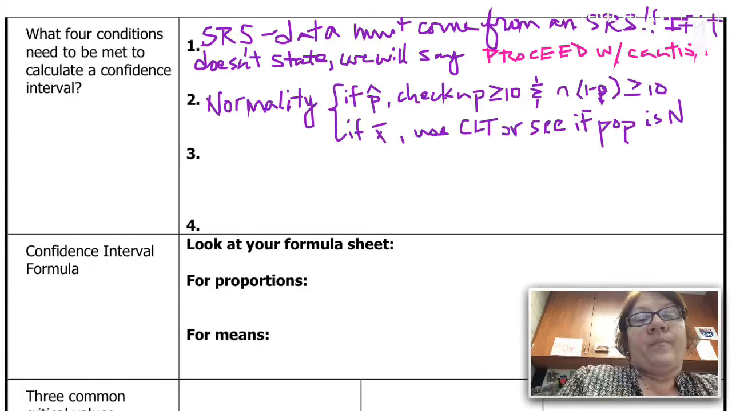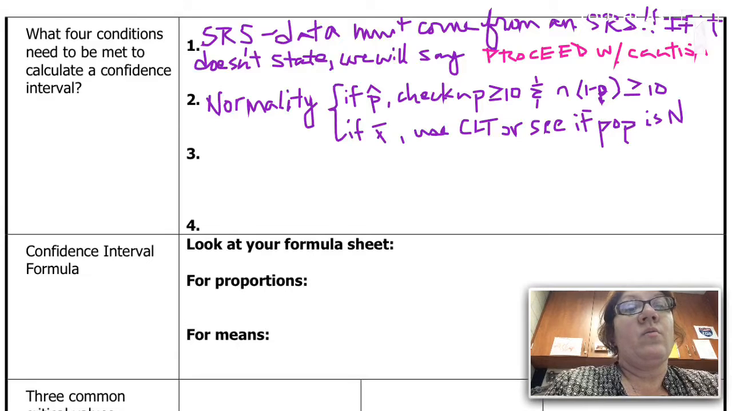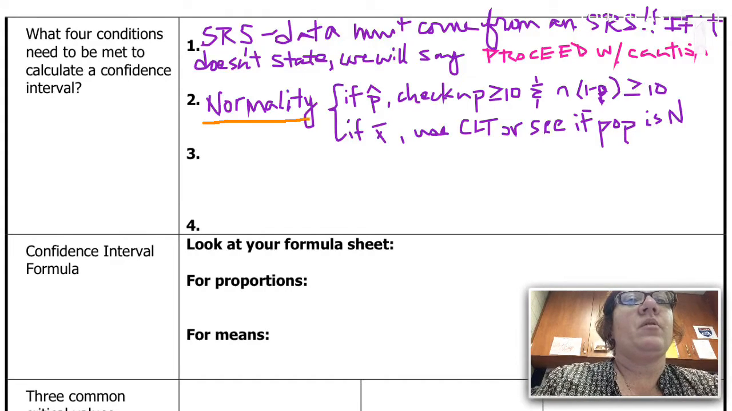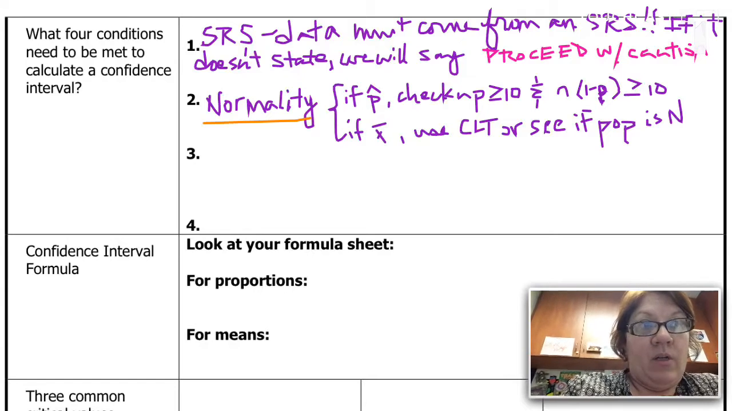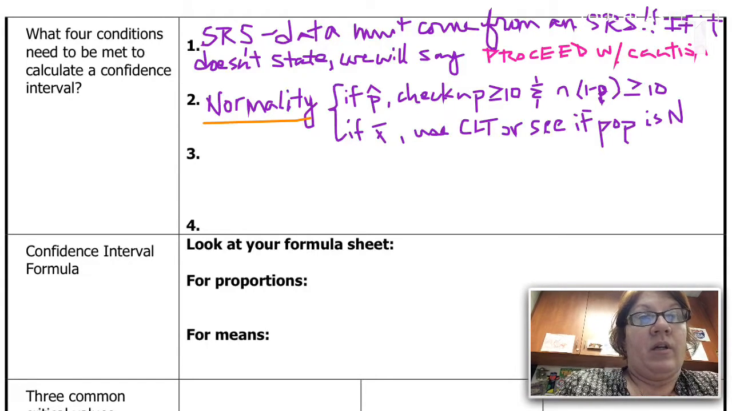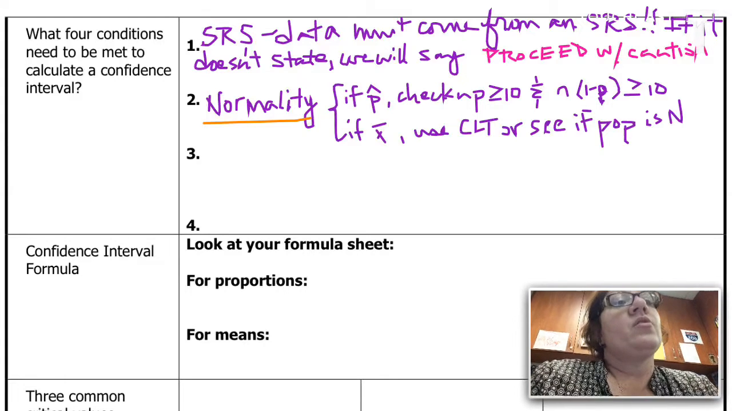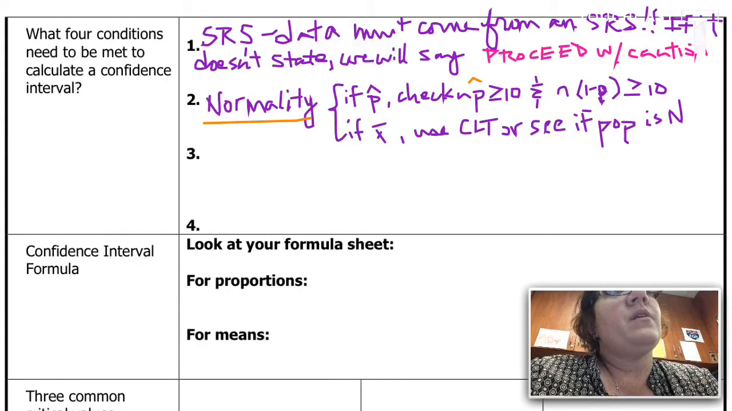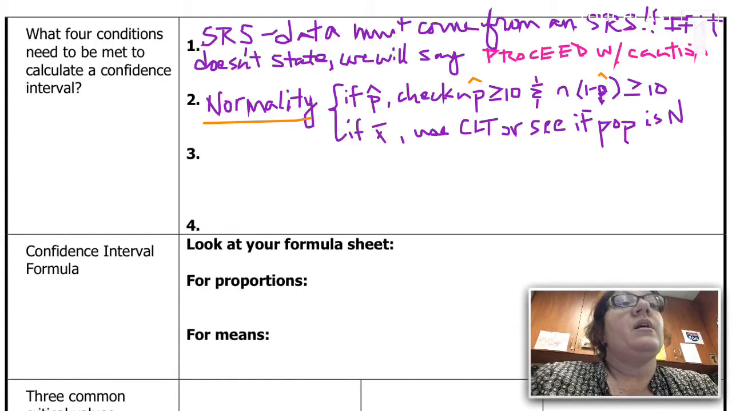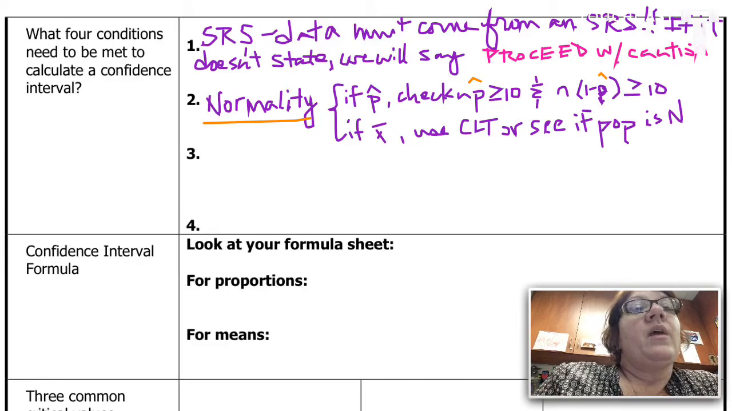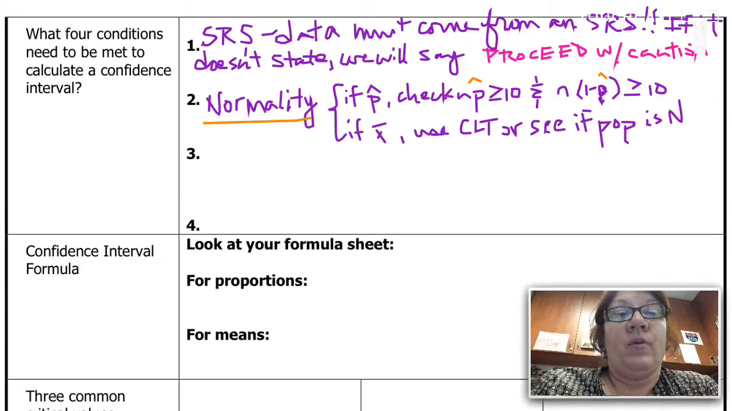And then the second one is my normality check. So we've already been doing this in the last chapter. If it's a p hat, remember we checked n times p greater than or equal to 10 and n times 1 minus p greater than or equal to 10. The new little twist on that is we won't have a p. We might later in something else, but right now we're not really going to know the population proportion. That's what we're trying to estimate. So on these checks, we're going to have to use p hat because it's all we're going to have. And then x bar, we're still using central limit theorem or checking to see if the population is normal.